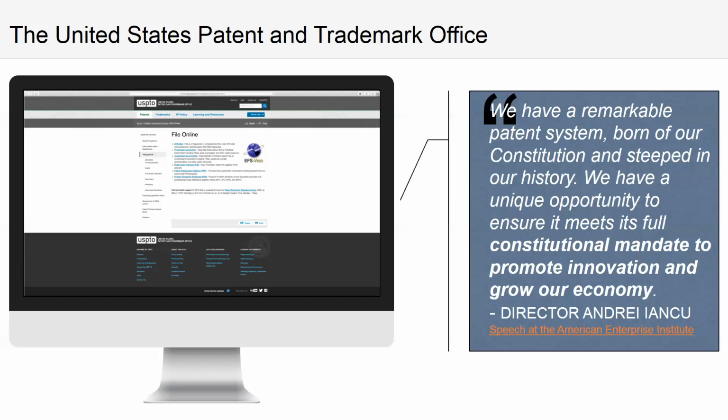This past year saw the issuance of patent number 10 million. And today's patents are not on one page. There are hundreds of pages, sometimes even thousands of pages. And patent examiners have to review all these patents.